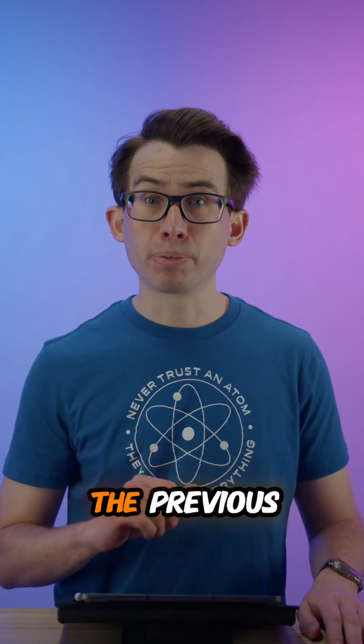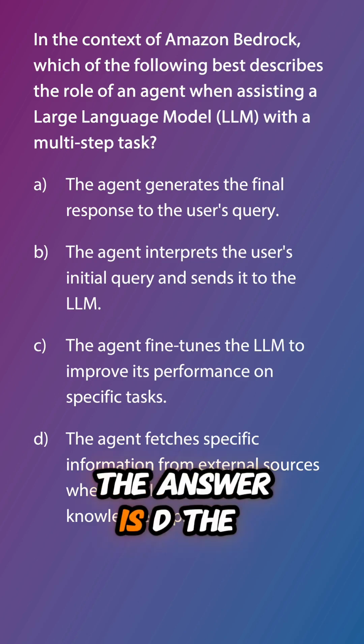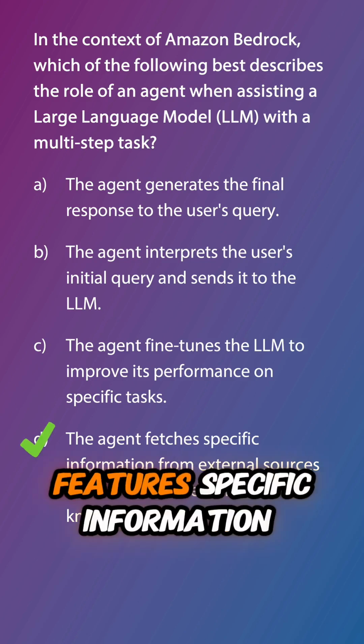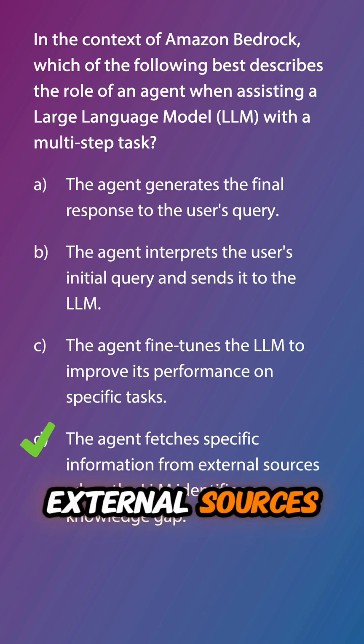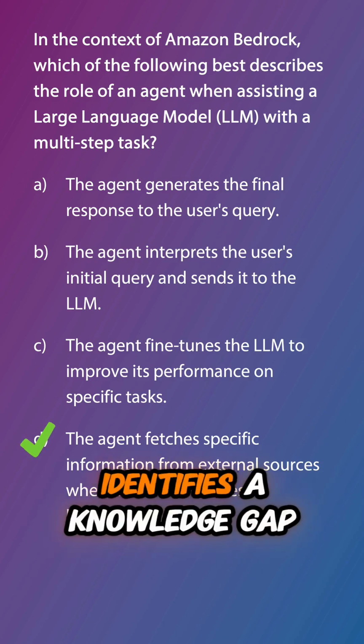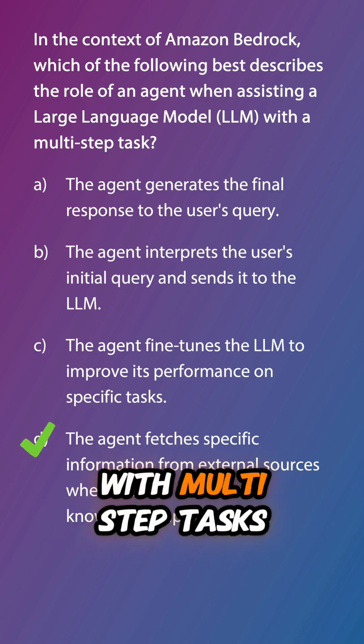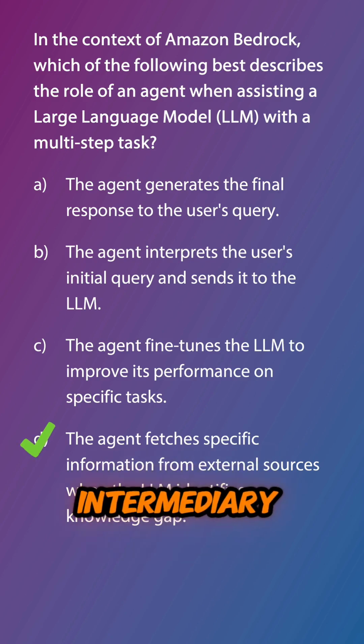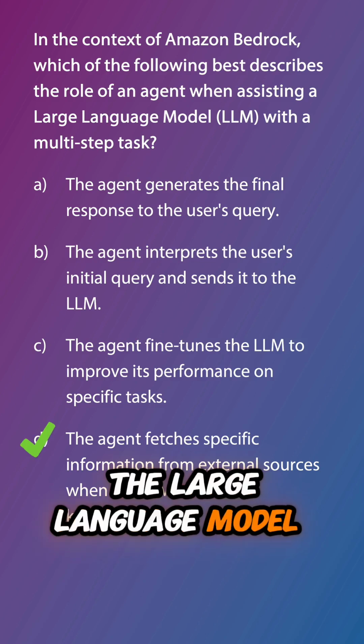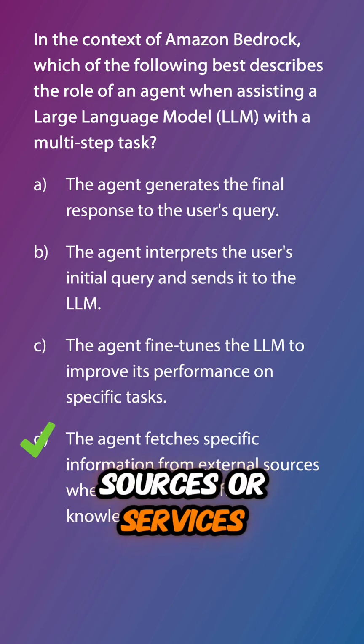Reviewing the question from the previous episode, the answer is D. The agent fetches specific information from external sources when the large language model identifies a knowledge gap. The agent's primary role in assisting the large language model with multi-step tasks is to act as an intermediary between the large language model and external data sources or services.